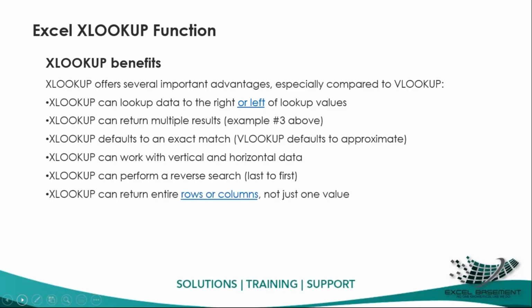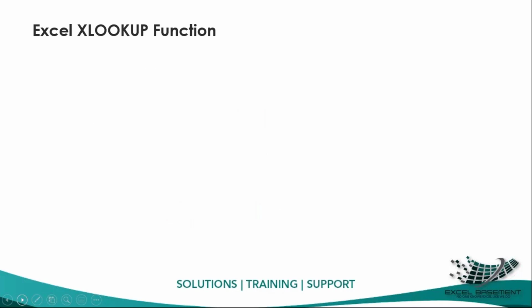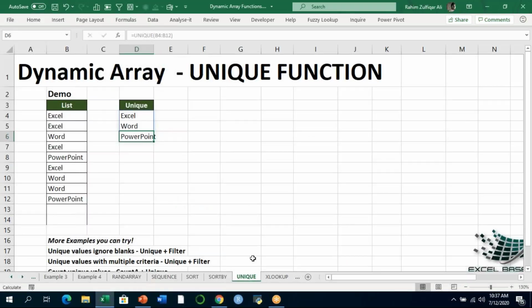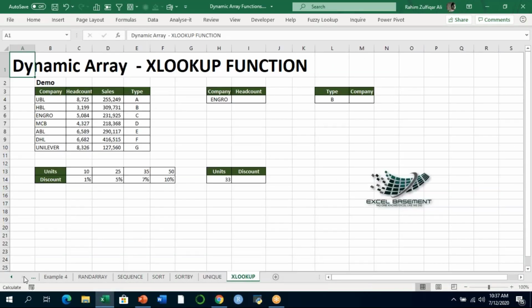XLOOKUP can return entire rows or columns, not just one value, because it creates spills. Okay. XLOOKUP can work with arrays natively to apply complex criteria. Okay. So before coming to the notes, let me take you to the demonstration part. And if you understand XLOOKUP, you can also understand the XMATCH function as well. Okay, that gives you the relative position of a particular value.